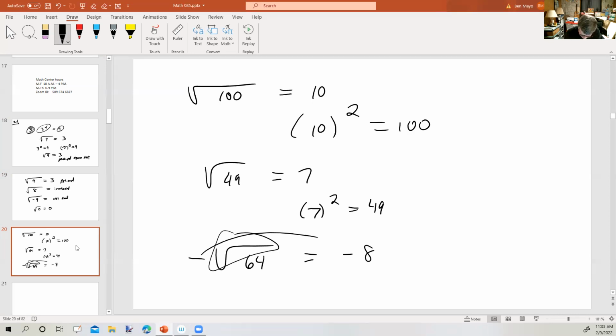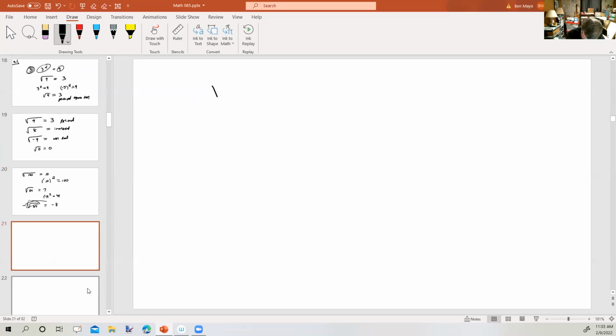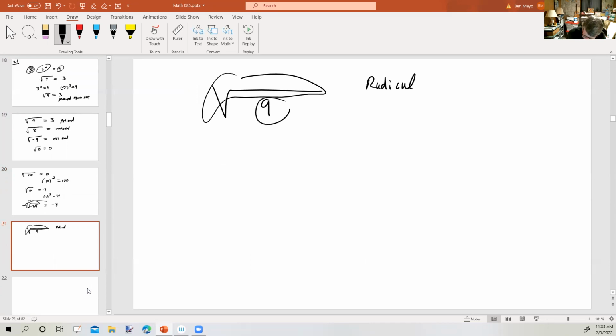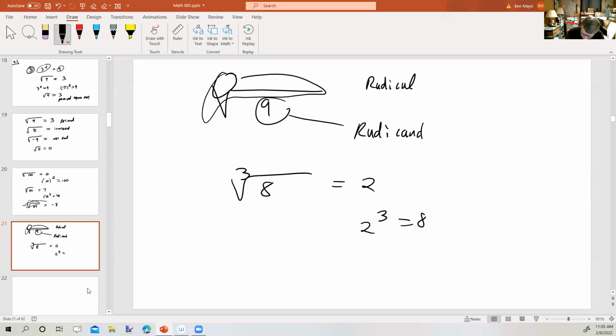All right, let's go back and give some names to things. Let's say I've got the square root of 9 again. This is known as the radical, and this is known as the radicand. So the radicand is the quantity that is inside of the radical. Now, right up here, there's no number, but when there's no number there, it's implied that we're taking a square root or a second root. Suppose we have this, the cube root of 8, which would be 2 because 2 cubed is 8. Again, we have the radical, the radicand.